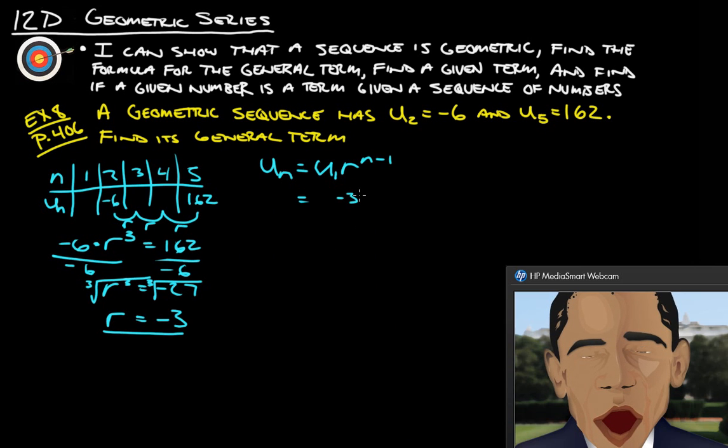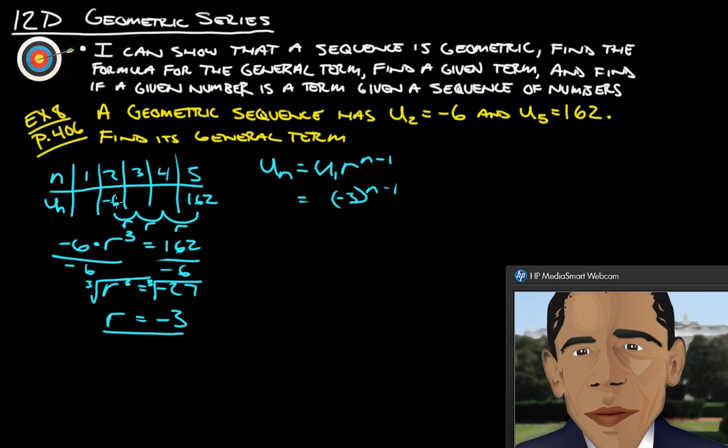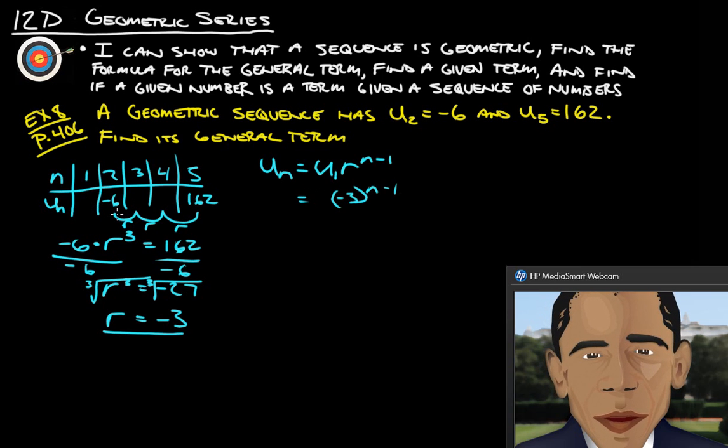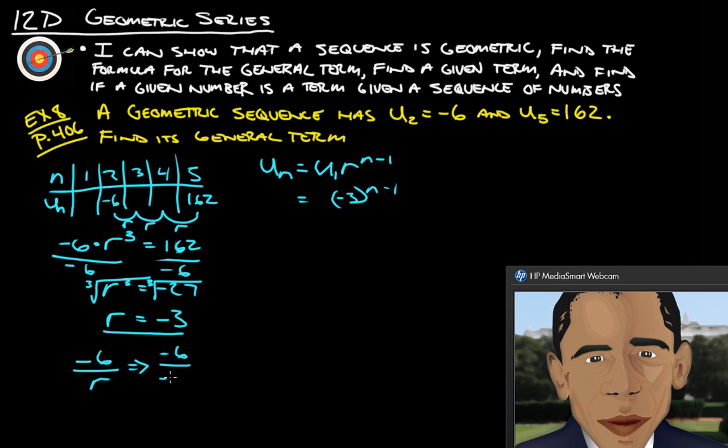So let's do this. We get negative 3 to the n minus 1 here. So all we need to do now is figure out what the first term is. Now, we know that to get up to the next number, we have to multiply by r. So to get back to a previous term, instead of multiply, we got to divide by r. So what we'll do here is we'll take negative 6 and divide by r, which is really negative 6 divided by negative 3, which gives us 2.